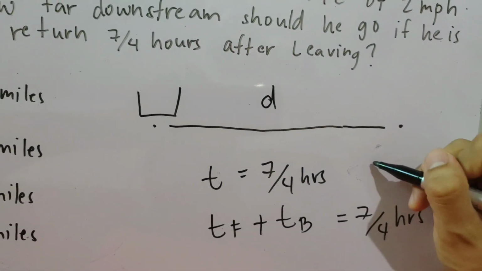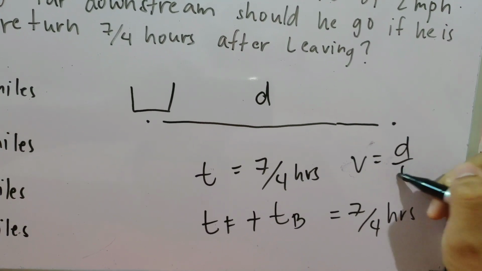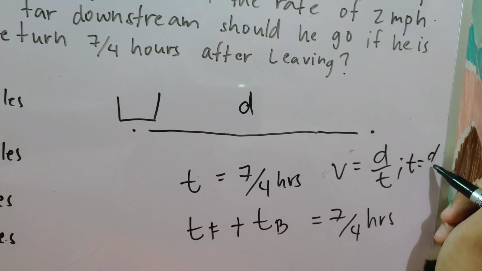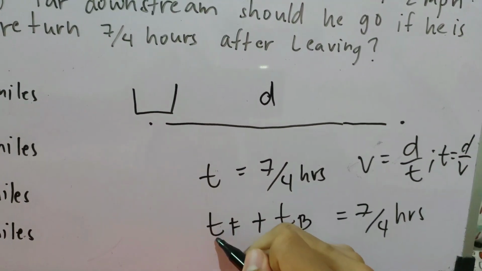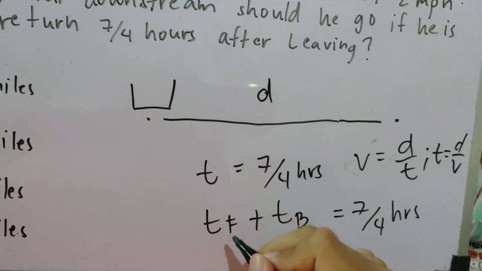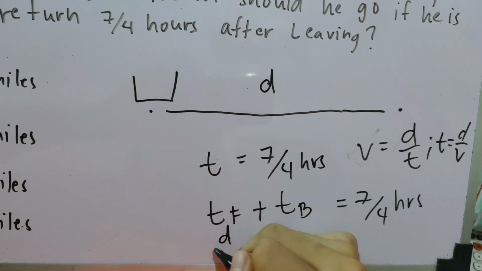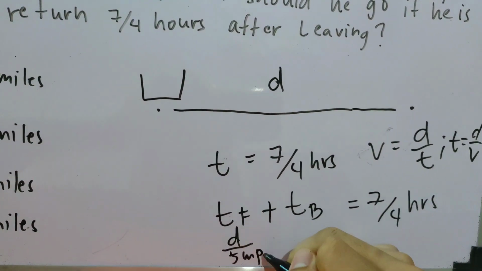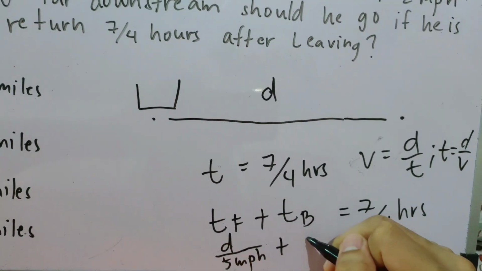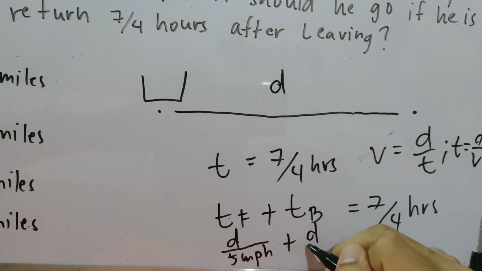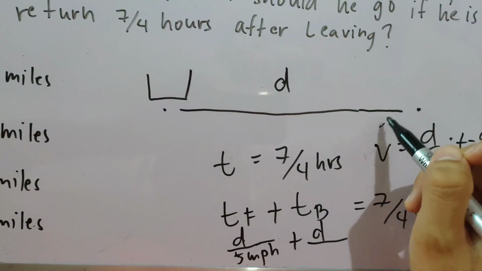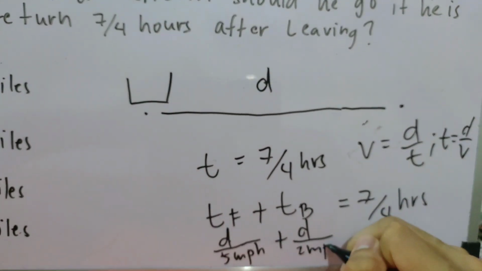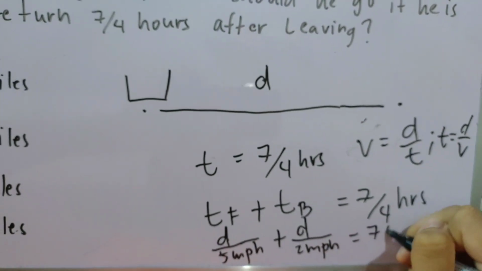At ang formula natin ay velocity is equal to distance over time. So ang time natin, ipapalit natin dito, magiging T is equal to D over V or distance over velocity. So ang formula ng time natin forward or time natin papuntang downstream is equal to yung distance, which is unknown, divided by yung velocity. Yung velocity natin is 5 mph, plus yung distance, parehas lang ng distance, kasi yung distance niya papunta, the same din sa distance niya pabalik. Distance divided by yung velocity niya, which is 2 miles per hour. 2 mph is equal to 7 over 4 hours.